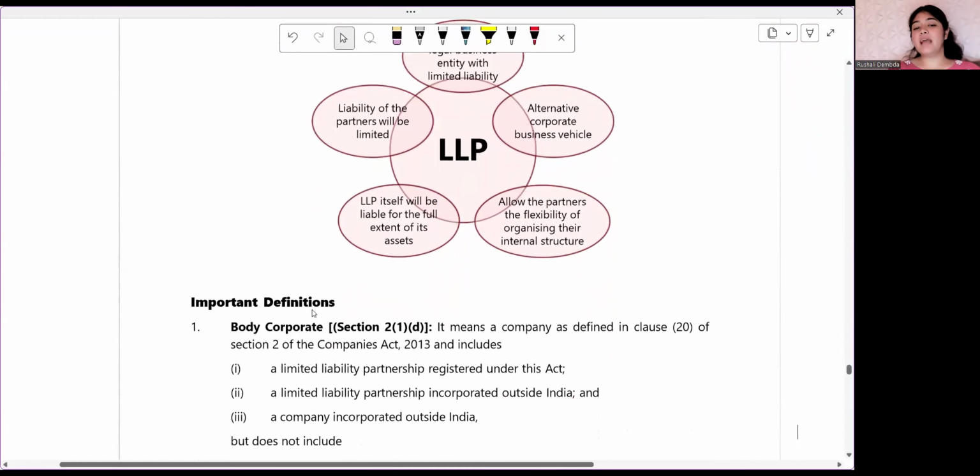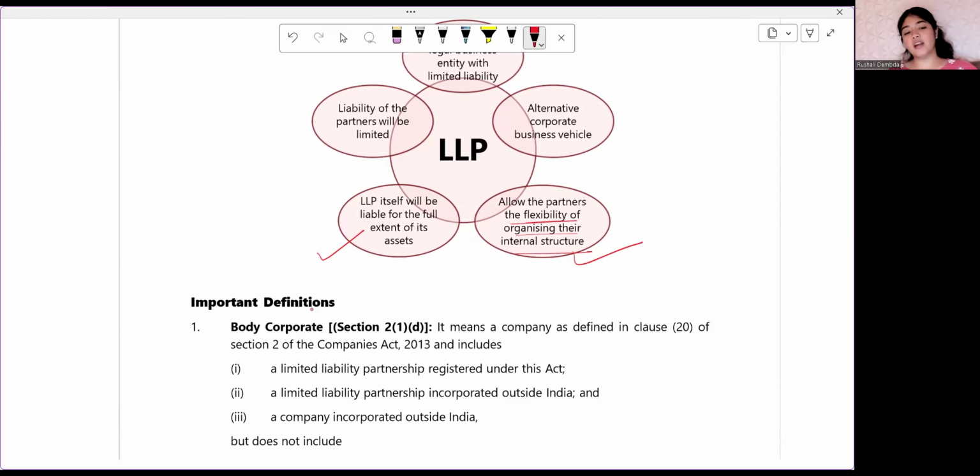The LLP itself will be liable to the full extent of its assets. No partners will be liable from their personal property. The LLP will be liable. It allows the partners flexibility of organizing their internal structure. You can organize the internal structure as you want. If you want to take a debt, you can take a debt. If you don't want to make other people the capital, because in a company you have to make share capital, then you have to give it to other people if it is a public company. So all these advantages are there for the LLPs.